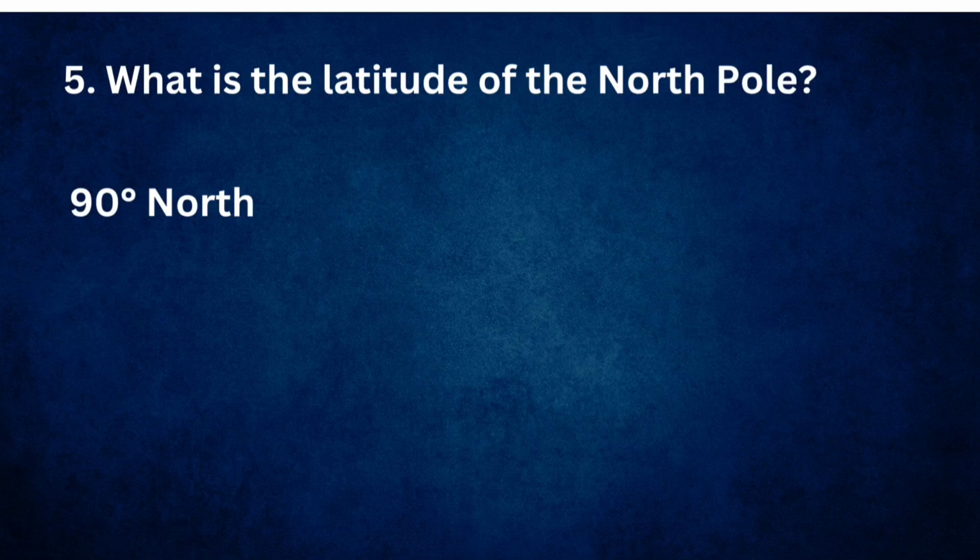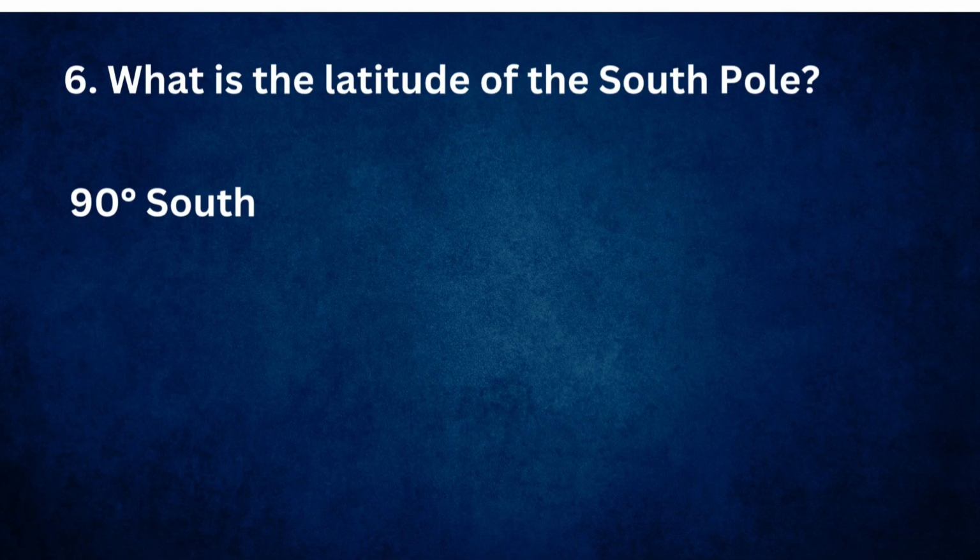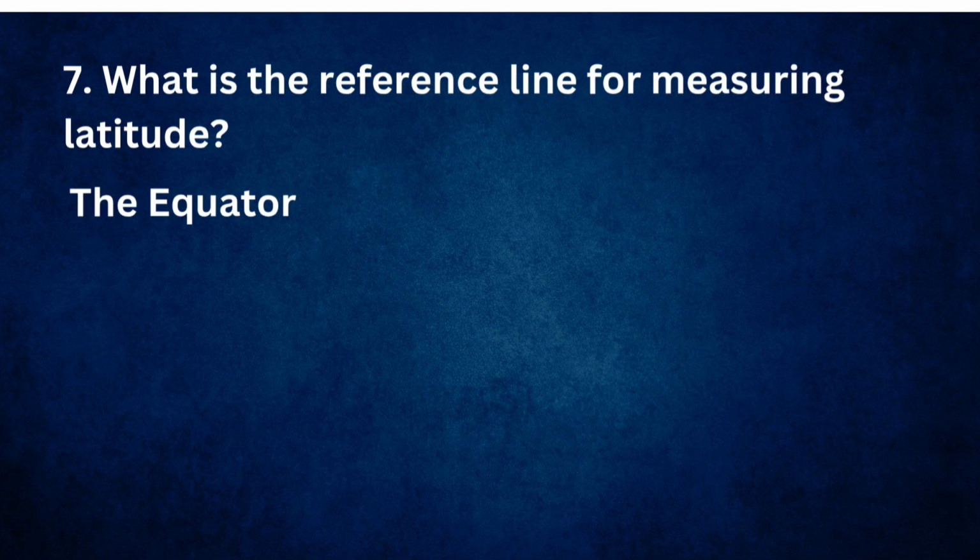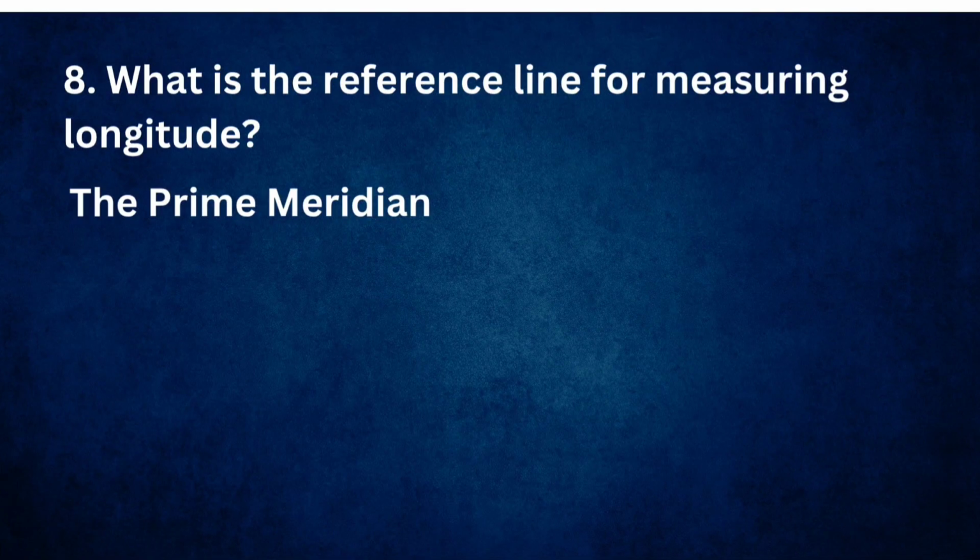What is the latitude of the North Pole? 90 degrees north. What is the latitude of the South Pole? 90 degrees south. What is the reference line for measuring latitude? The equator. What is the reference line for measuring longitude? The prime meridian.